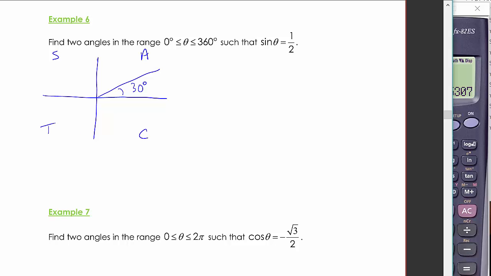ASTC, and we know how we extend. So for a sine that's positive, we're going to be in here, angle to the x-axis. And so we can say that we've got 30 degrees and then 180 take away 30, so 150 degrees.